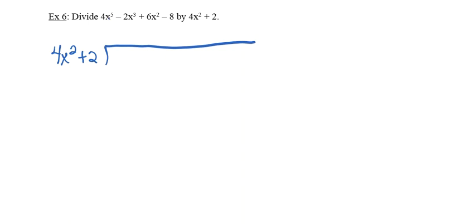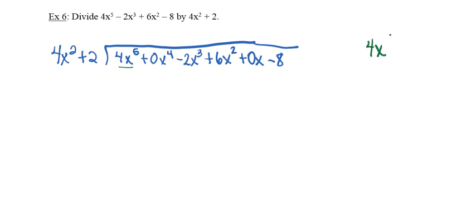Looks like the 5 is my highest exponent, so it's 4x to the 5th. I'm not seeing any x to the 4ths, so I'm going to put a 0 there, just to keep that placeholder. See an x cubed and an x squared. Don't see an x to the first, so I'm going to need another placeholder, and then my constant. Okay, so the 4x to the 5th is going to be the first thing that I'm going to work with. I'm dividing it by the first term on the outside.